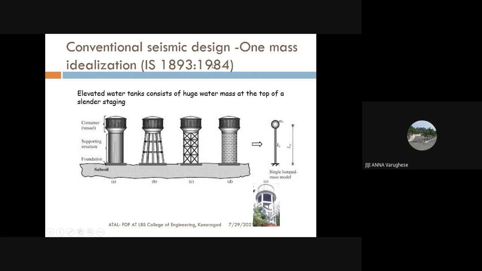As per this version of the code, we can idealize it into a single degree of freedom system with the whole mass, the huge mass, lumped at the CG position of the tank liquid system. And the stiffness for the lateral vibration is provided by the staging. This was the assumption for the earlier version of the code. And we can solve the dynamics of single degree of freedom system to find out the displacement, corresponding base shears, and the moments which are acting at various locations of the staging.